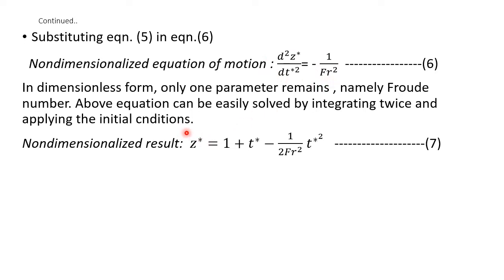non-dimensionalized results. That is z star is equal to 1 plus t star minus 1 by 2 Froude number square into t square. Okay, so this is the non-dimensionalized expression that I have got.